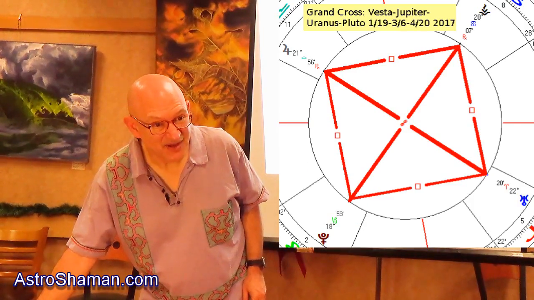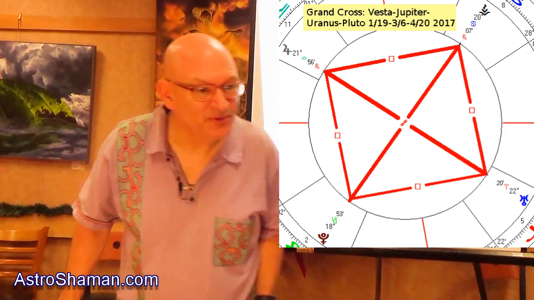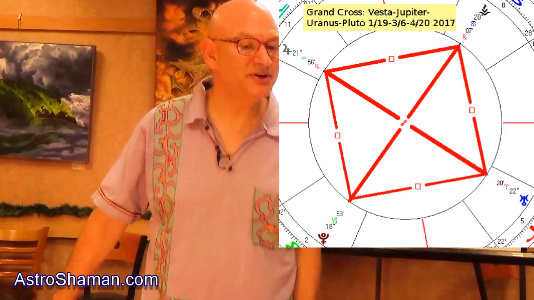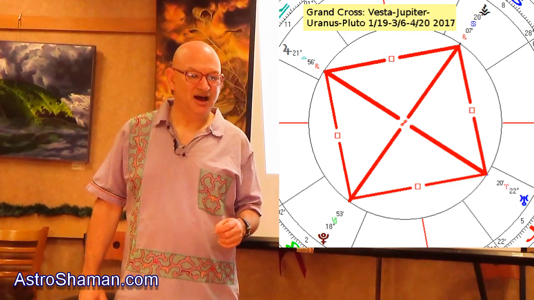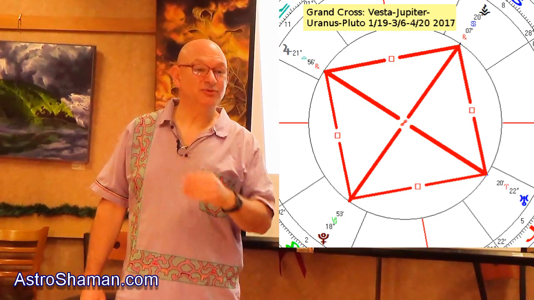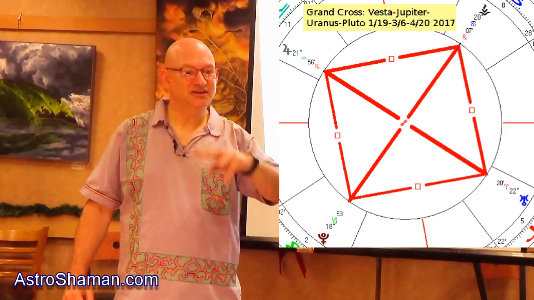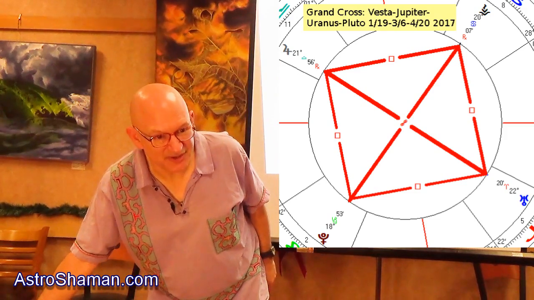All right, we have another grand cross. Oh no, this is the one I already showed you. With Vesta, Jupiter, Uranus, Pluto, we have exact dates now. I show it active January 19th through April 20th. That was the third animation I did for you. Okay, so now you know timing on that.